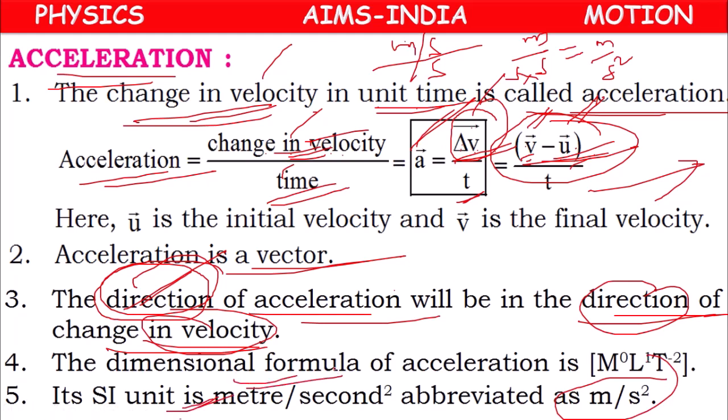Its dimension formula: meter stands for length, one length. Second stands for time, T square, because we have second square. L1, T square, if it goes upside to the numerator, T power minus 2. So L1, T power minus 2. No mass is involved, so M0 we will write. So the dimensional formula of acceleration is M0 L1 T minus 2.